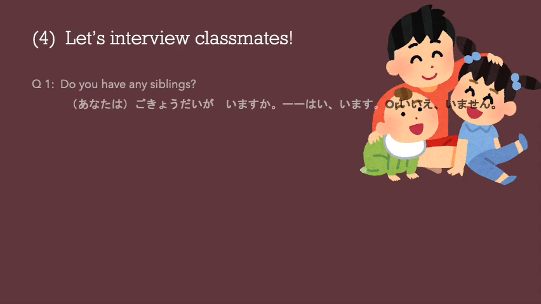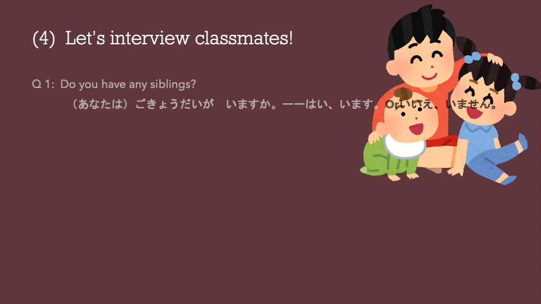And answer would be はい、います. Yes, I do. Or いいえ、いません. No, I don't. So if you don't have any siblings, that means you are the only child. You can say 一人っ子です。僕は私は一人っ子です。一人 means one person. And then you can put small t and ko meaning child. So one person child. Okay, 一人っ子です。Then interview is all over there.